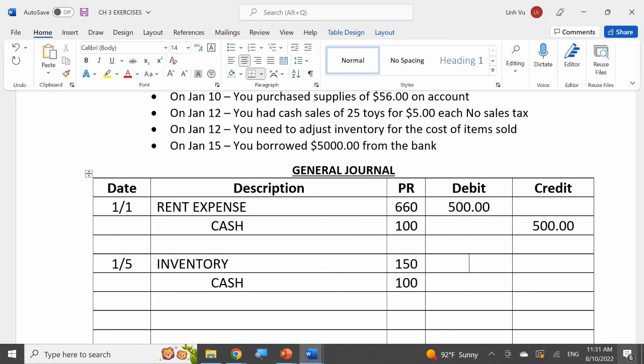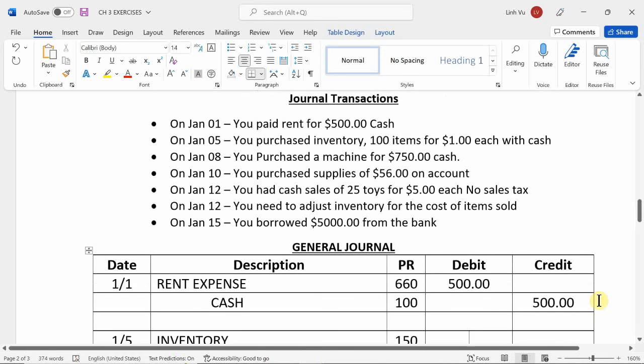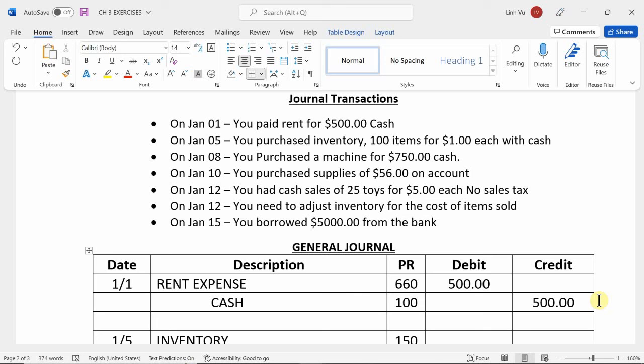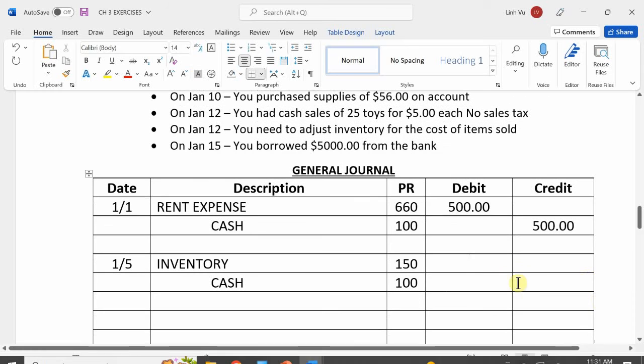Now, in this case, how much did I spend for my inventory? 100. We spent $100, right? Now, we're not looking at a quantity because in this case, we're looking at the value. How much money did I spend for the inventory? We spent $100, right? Because each item was $1 each. I purchased 100 of them, so my grand total was $100. So that's exactly what I'm going to put.